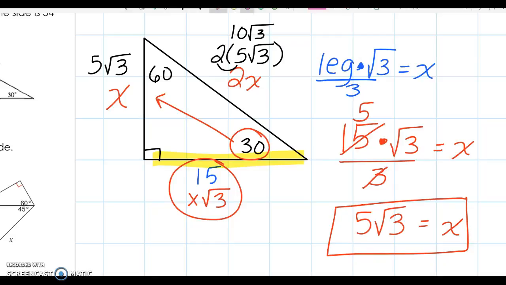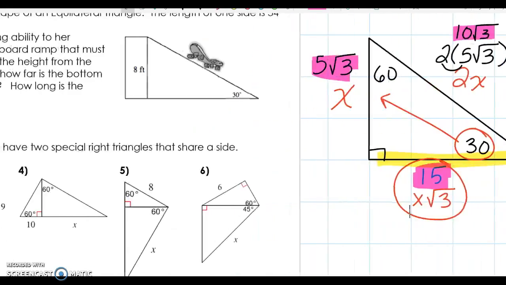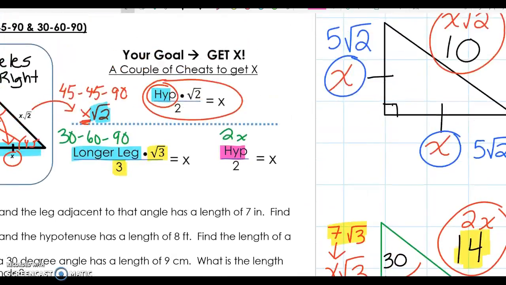So our three measurements are 10 square root of 3 for the hypotenuse, 5 square root of 3 for the side across the 30 degrees, the shortest side, and then 15 is the length that we started with, the length that we were given. So those are your tricks for how you're going to be able to solve for x in your two situations. Okay?